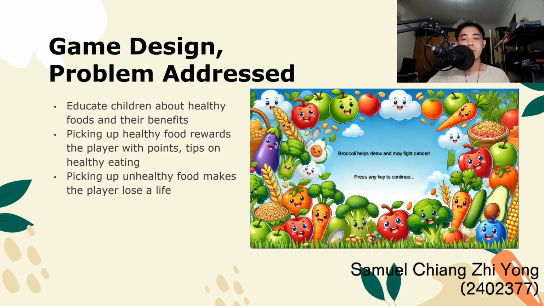We decided on a platformer, as you've seen earlier in our demo, as it is familiar to kids and easy to pick up and play. It rewards the player for picking up healthy food with points and tips. These tips, as shown on the right side of the screen, advise on what benefits each food gives in real life if you eat them, such as apples support gut and heart health, or broccoli helps detox and may fight cancer, so that kids would know what they should be eating and what is considered healthy food.